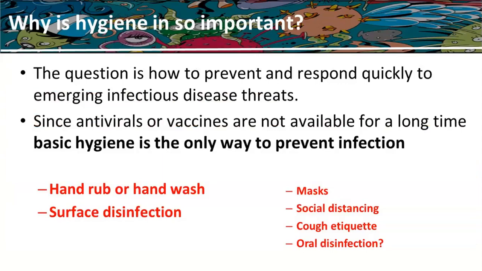Next slide. So now my personal favorite is hygiene, because if a new virus emerges, we don't have any vaccine or antiviral at the beginning. And now, we have a vaccine, but it needs time to produce all the vaccine doses. So we still need good hygiene. Hand rub or hand wash is so effective, and surface disinfection is also really necessary. This virus is also spread via aerosol, so we need masks, social distancing, cough etiquette, and maybe also oral disinfection.